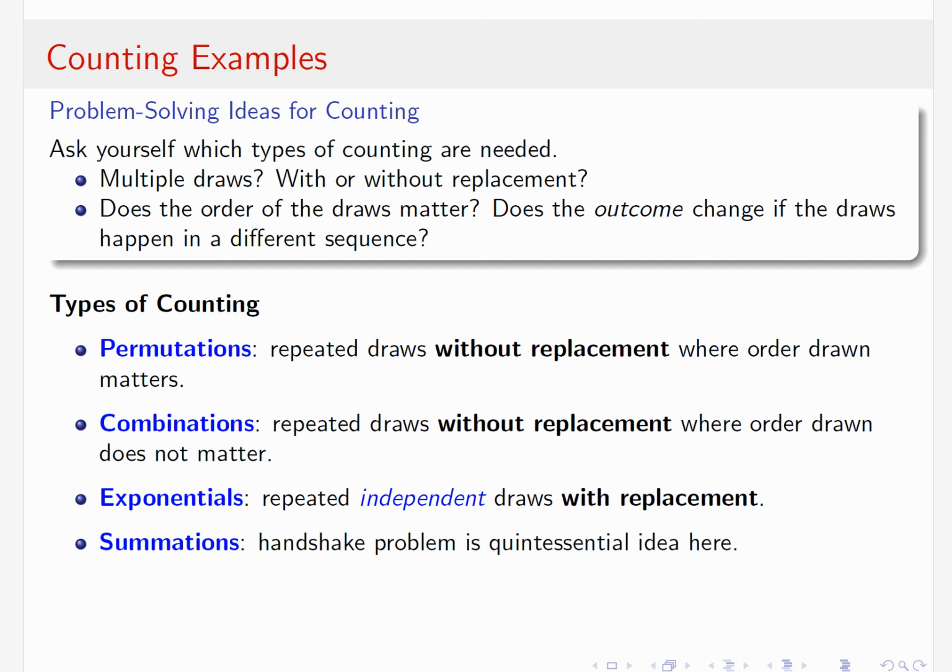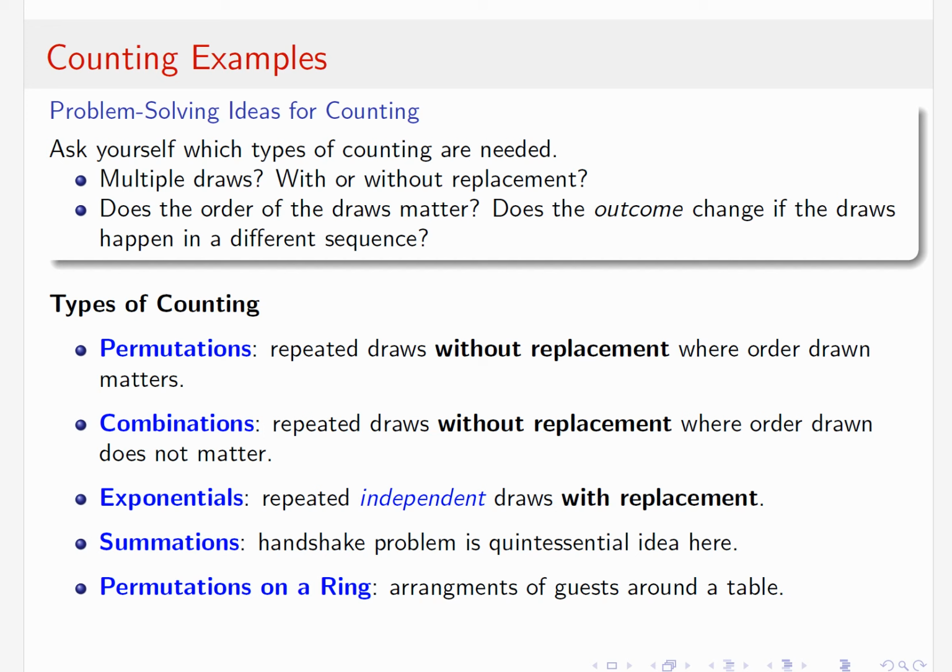A power. Summations. So 10 people are in a room, and as they are greeting before the meeting gets started, every single one of the 10 people shakes hands with every single other person in the room. How many handshakes are possible? It turns out that we need to sum up a certain group of numbers. This applies to a few other situations, but the handshake problem is the quintessential idea here.